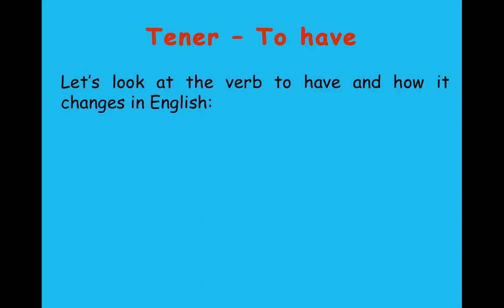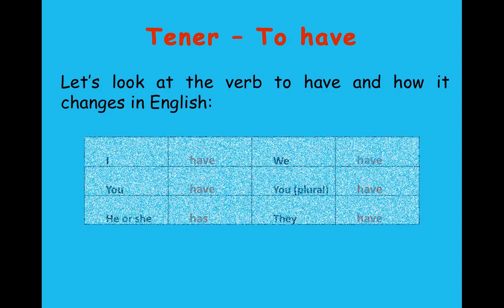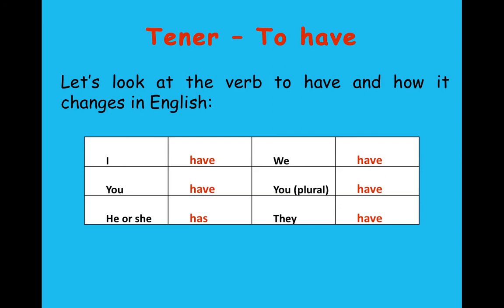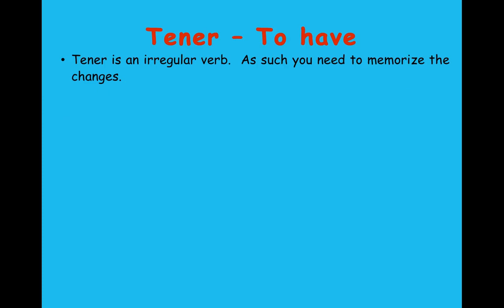Now we're going to look at the verb to have. Okay? This is in English. We had that on the last video that we watched. I have, you have, she has, etc. This is the way it conjugates in English. There's hardly any change.